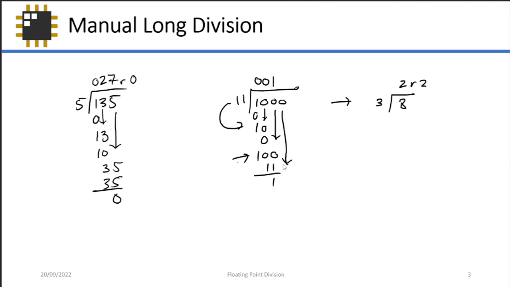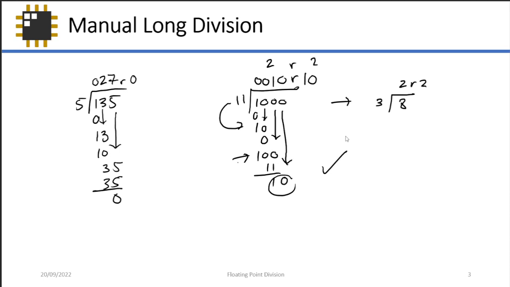Now we bring down the last 0, and we find that this thing no longer fits. So that's 0. But that's all of the bits that we have. We have encountered the end over here, so we just take this as the remainder. So that's 10, remainder 10. And voila, that's 2, remainder 2. So that's how you do binary long division.